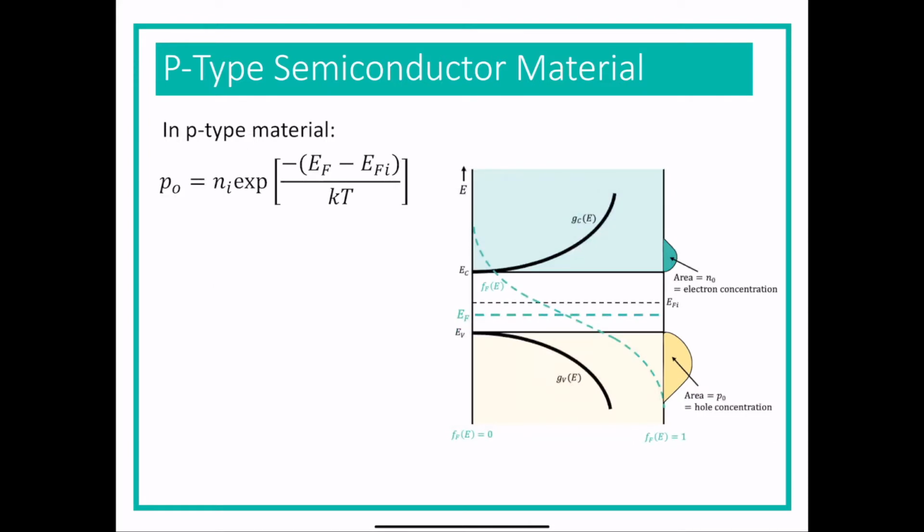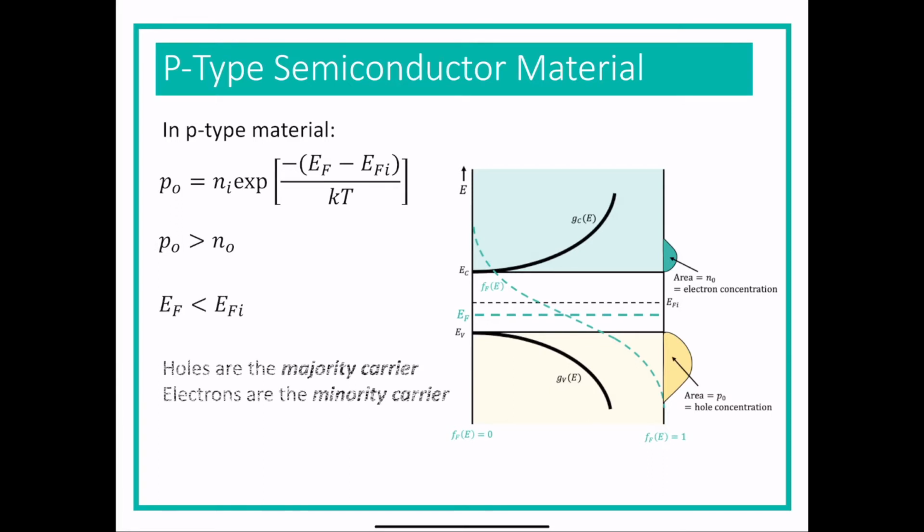And their number of holes is greater than the number of electrons, and the Fermi energy is less than the intrinsic value, and the holes are the majority carrier, and the electrons are the minority carrier.